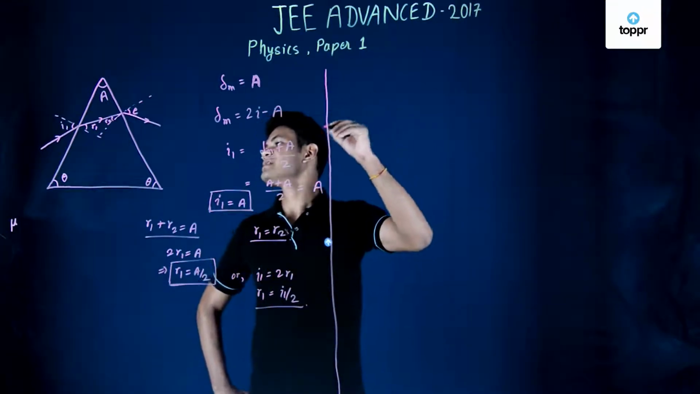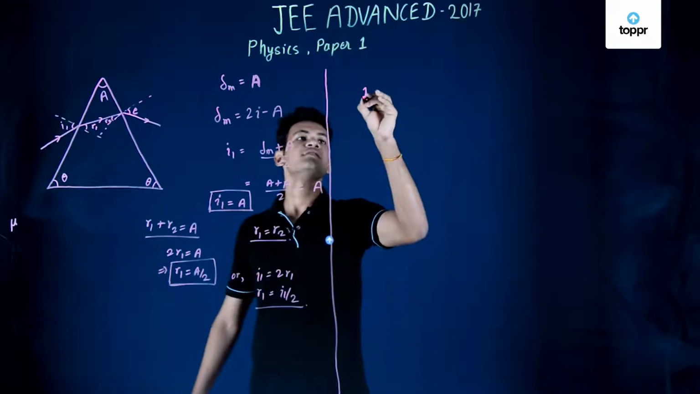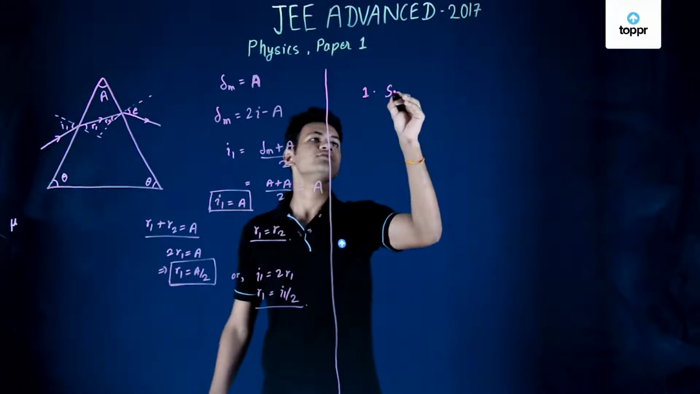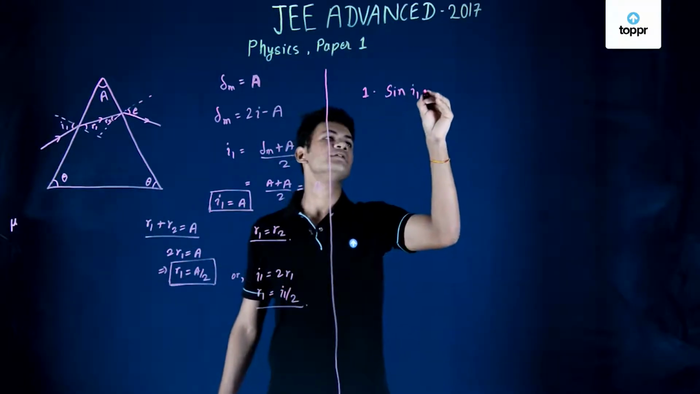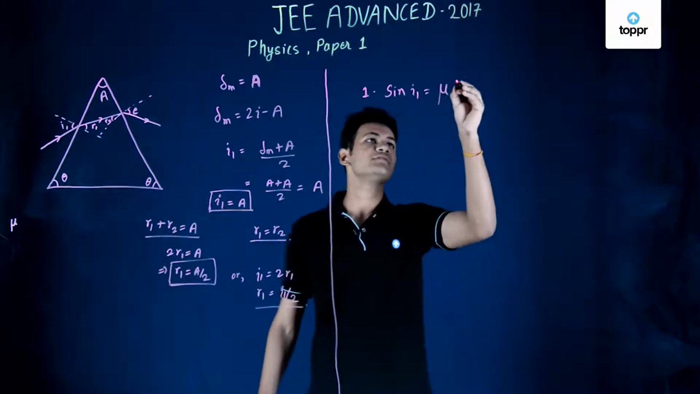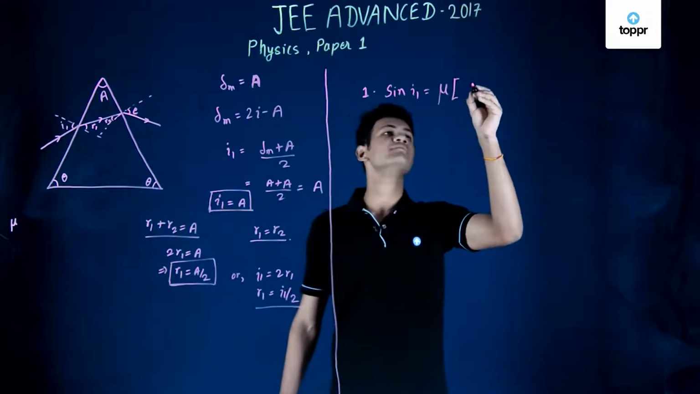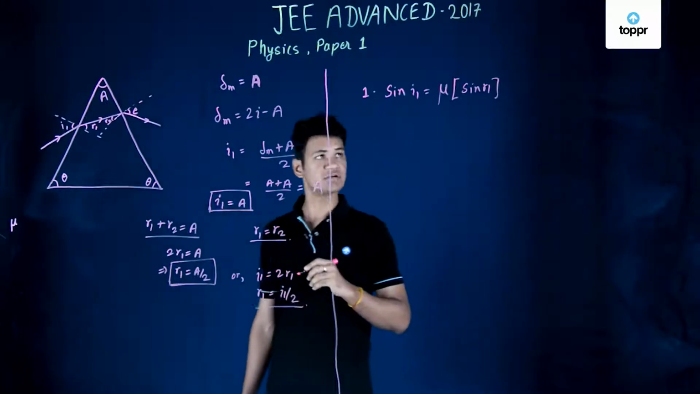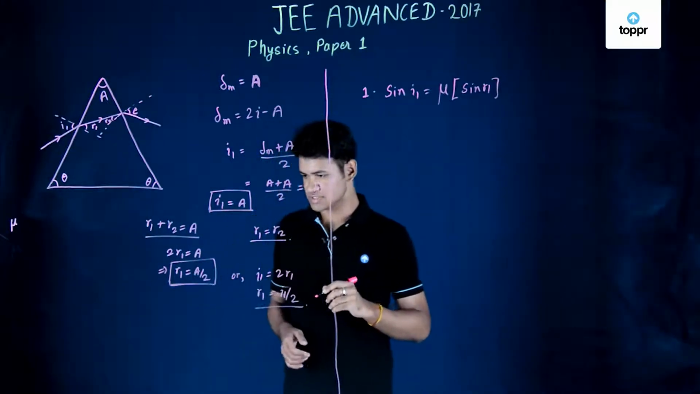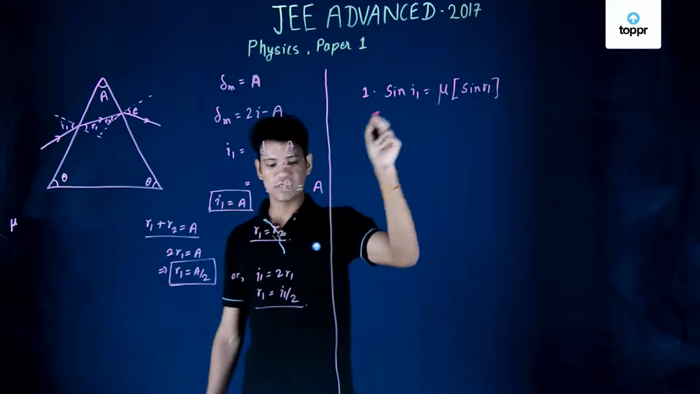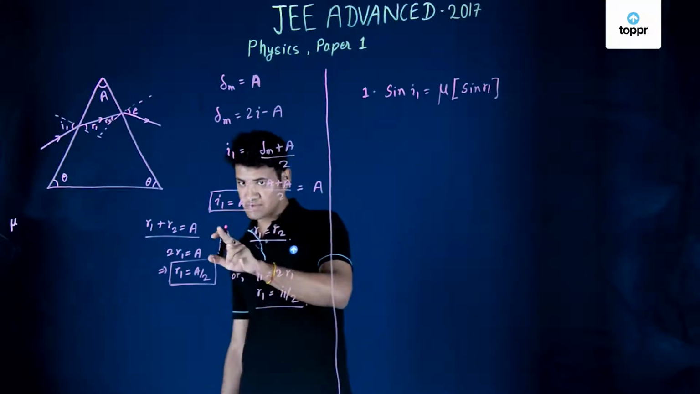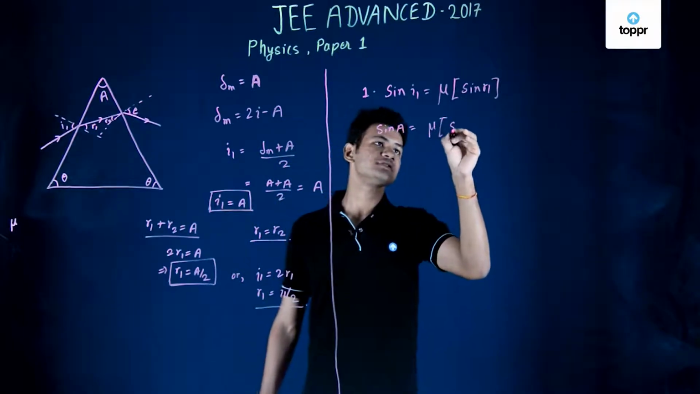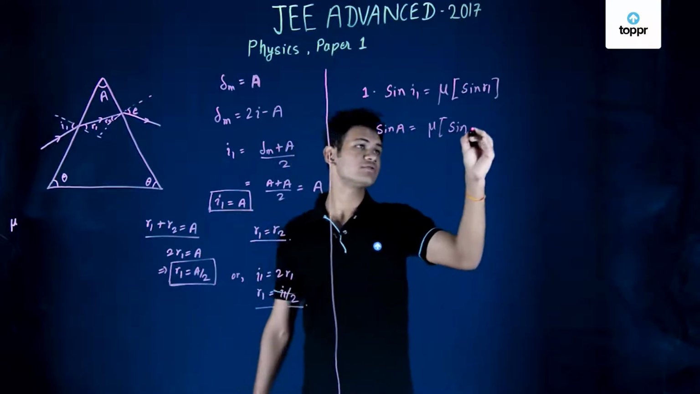So applying Snell's law in the first refraction, 1, which is the refractive index of the incident medium, times sine of I1 is equal to mu, the refractive index of the prism, the refracting medium, times sine of R1. Now we already know the values of I1 and R1 from the calculations involved in option 1. So substituting those values, I1 we know as A. So sine of A is equal to mu times sine of R1. R1 is A by 2.